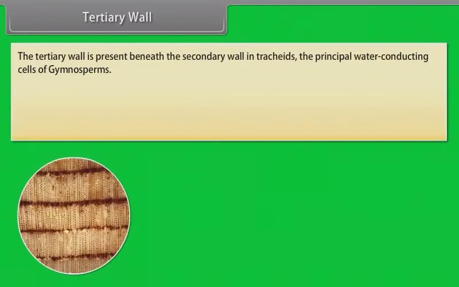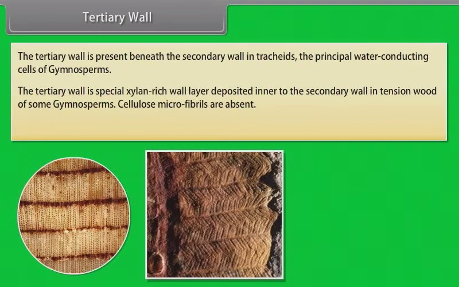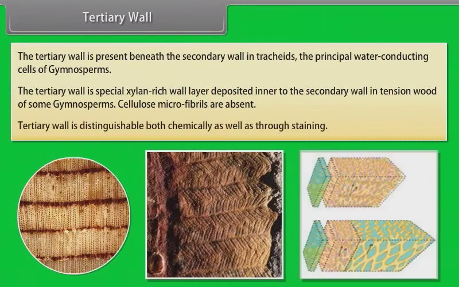Tertiary wall. The tertiary wall is present beneath the secondary wall in tracheids, the principal water-conducting cells of gymnosperms. The tertiary wall is a special xylan-rich wall layer deposited inner to the secondary wall in tension wood of some gymnosperms. Cellulose microfibrils are absent. The tertiary wall is distinguishable both chemically as well as through staining.